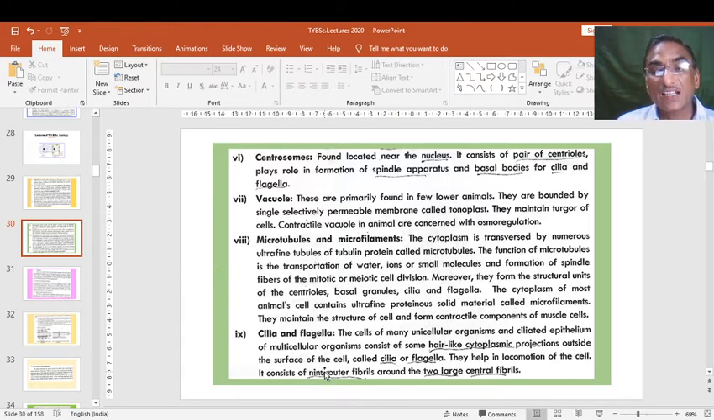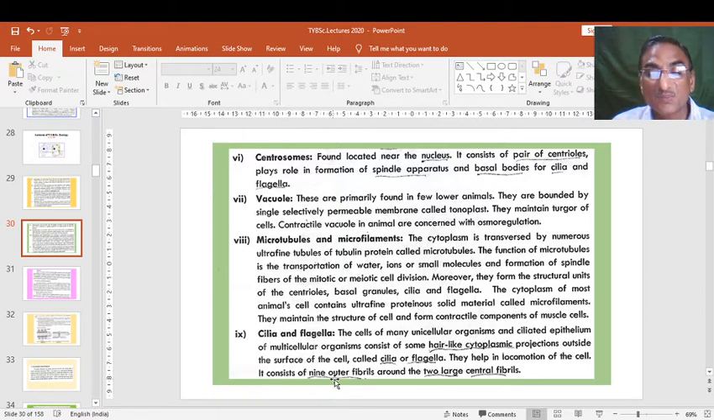Cilia and flagella, these are other organelles. The cells of many unicellular organisms and the ciliated epithelium of multicellular organisms consist of some hair-like cilia or cytoplasmic projections outside the surface of the cell, and these are generally called cilia or flagella. These are two outgrowths of the cell, or we can say organelles. They help in locomotion of the cell.